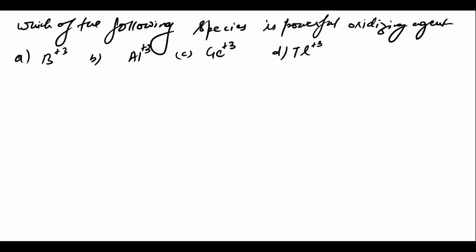Which one is more oxidizing agent? Powerful oxidizing agent. Oxidizing means that it itself gets reduced. Okay. So we have boron, which can have +3 oxidation state, and thallium is also having +3 oxidation state, and this can have +1 oxidation state also, and this one can have +1 oxidation state also. So do you think which one is a strong or powerful oxidizing agent?